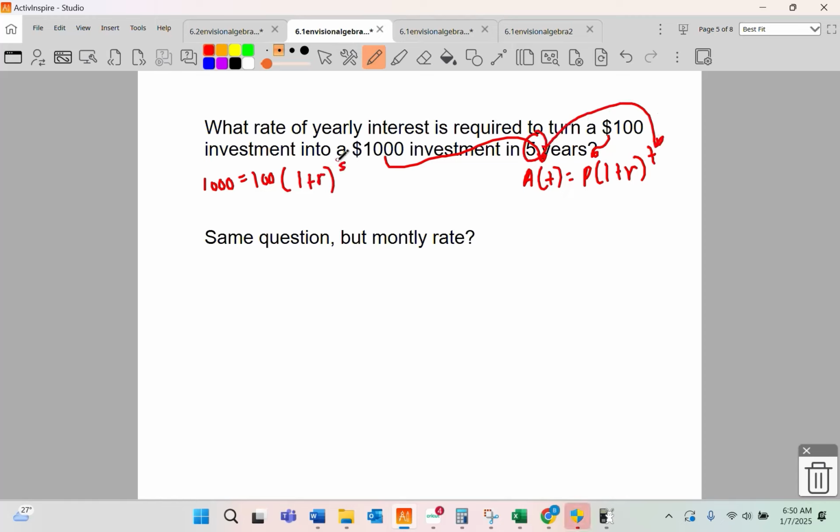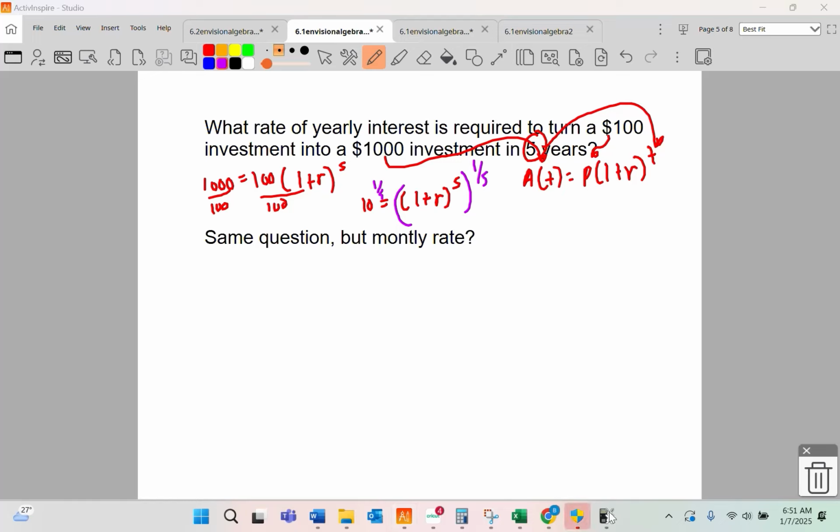And this is a very doable question by hand. We're going to divide both sides by 100. 1,000 divided by 100 is 10. So 10 is equal to 1 plus some rate of interest to the 5th power. Now, before we left for Christmas break, we were learning how to counteract a 5th power. And you counteract a 5th power, you raise it to the 1/5 power. The opposite of any power is its reciprocal.